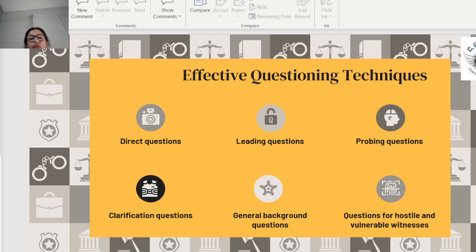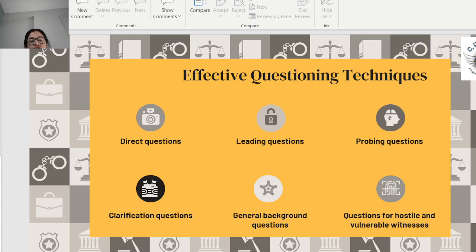Second is leading questions. I have already talked about it a couple of times. It's always allowed in cross examination. It's used to test the witness's consistency. For example, if I ask somebody, is it true that you saw the suspect at 10 p.m.? This is a leading question, because I'm giving him a hint and I want him to answer, yes, I saw him at 10 p.m. So you always have to make sure that you ask leading questions only in cross examination.